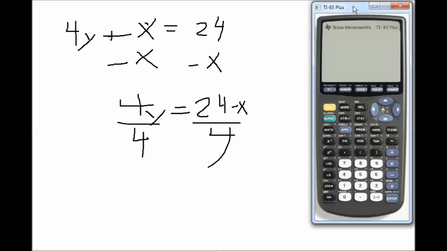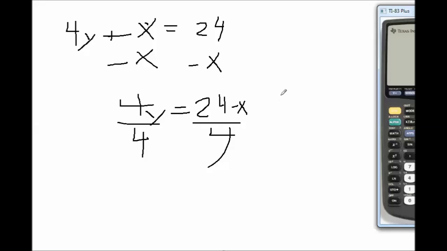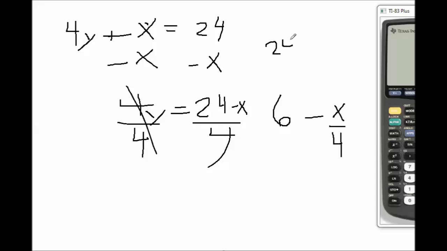And what that really means is dividing each part by 4. It means dividing each term by 4. 24 divided by 4, and this x divided by 4. So you can think about it like this. 24 divided by 4 is 6. And x divided by 4 is x over 4. So y is equal to 6 minus x over 4. And like I said, you can just break it down. 24 divided by 4 minus x divided by 4. And I simplified here and got the 6. And I couldn't simplify here, and I got the x over 4.